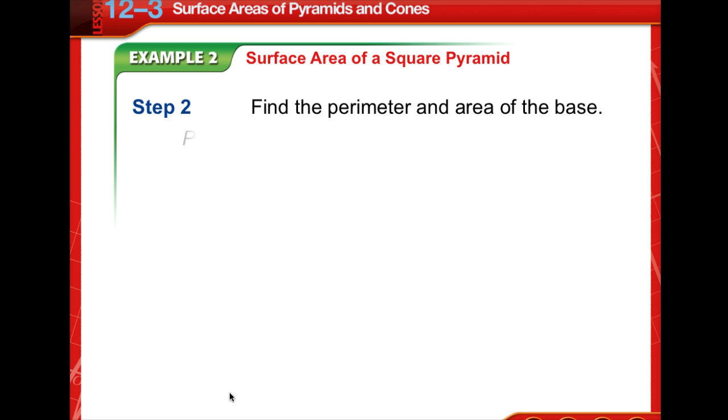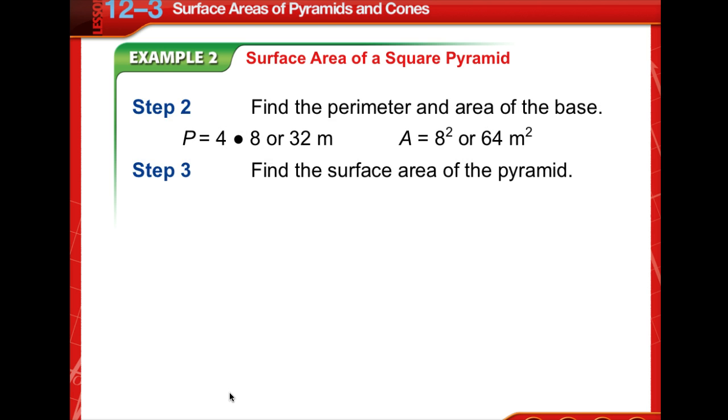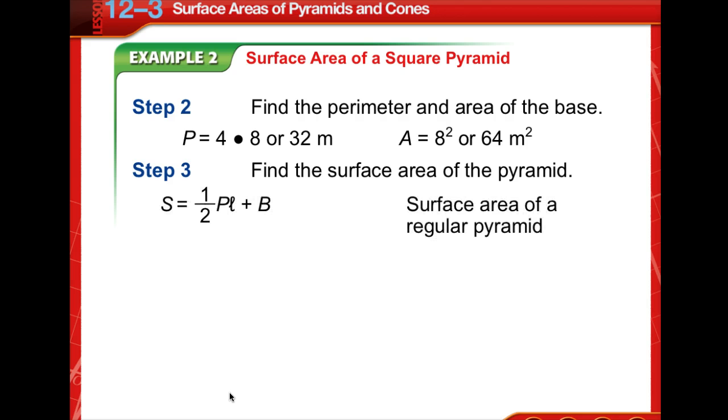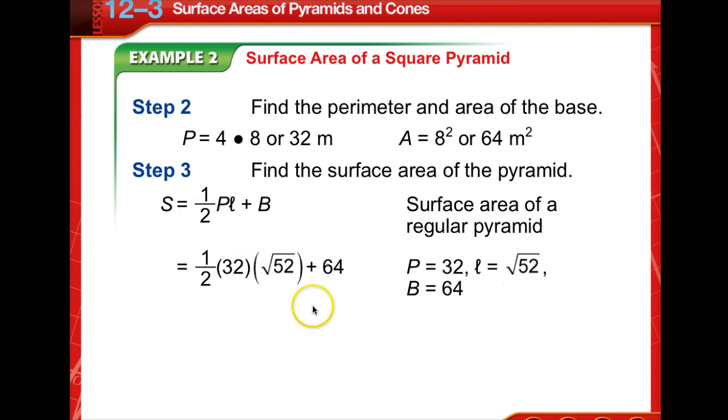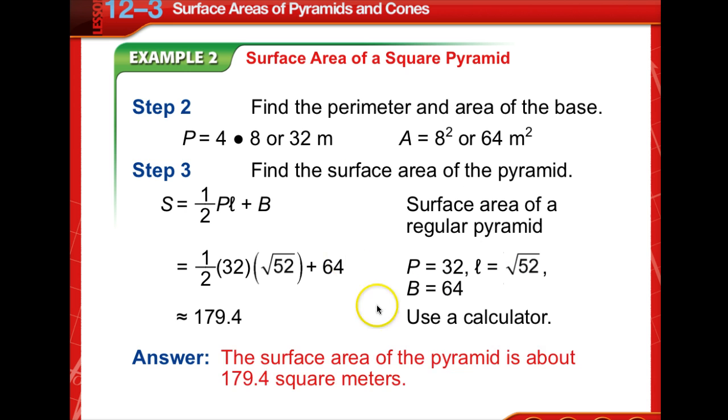Next, we're going to find the perimeter and the area of the base. Then we have everything we need to substitute into the formula for surface area of the pyramid. So if we find all the pieces first, then it's very easy when we go back to substitute in. So the surface area of the pyramid is about 179 4/10 square meters.